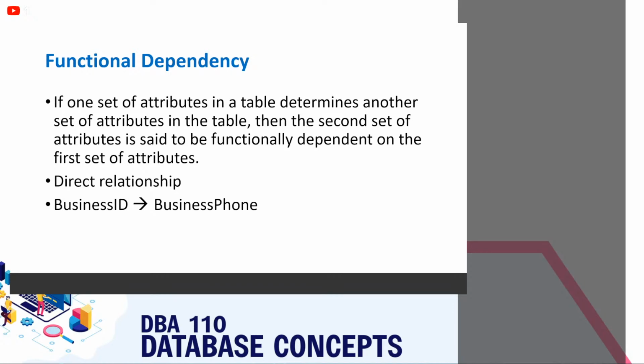Right? So what is a functional dependency? What are we talking about when I say a functional dependency? All I'm talking about with a functional dependency is a direct relationship, meaning that one piece of data has a direct relationship to another piece of data. Right? So our first bullet point here says if one set of attributes in the table determines another set of attributes in the table, then the second set of attributes is said to be functionally dependent on the first set of attributes. Right? And the example is business ID to business phone.